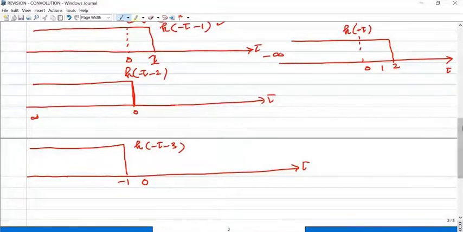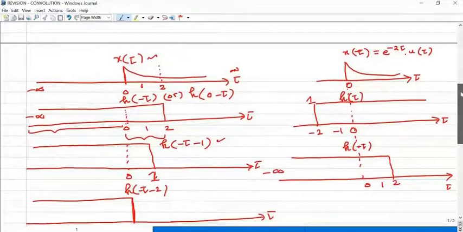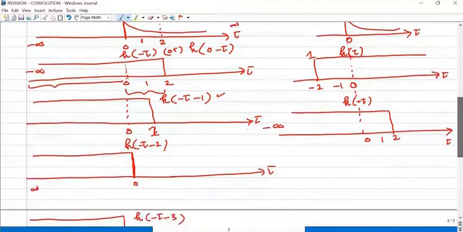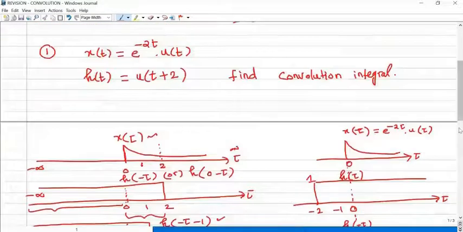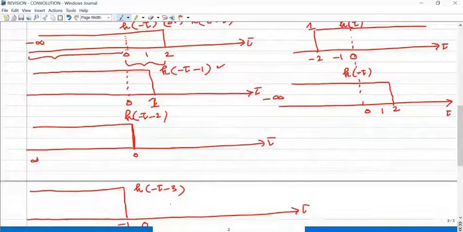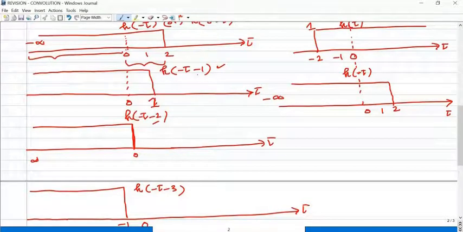Okay. So while shifting my signal to the left side, after plotting h of minus tau, we have to check minus tau minus 1, minus tau minus 2, minus tau minus 3, and so on, until the overlap is completed. So in this example, up to t equal to minus 2, the product of x of tau and h of t minus tau is valid. Further shifting leaves no common region between x of tau and h of t minus tau. So this is the t minus tau diagram at t equal to minus 3, this is at t equal to minus 2, and this is at t equal to minus 1.